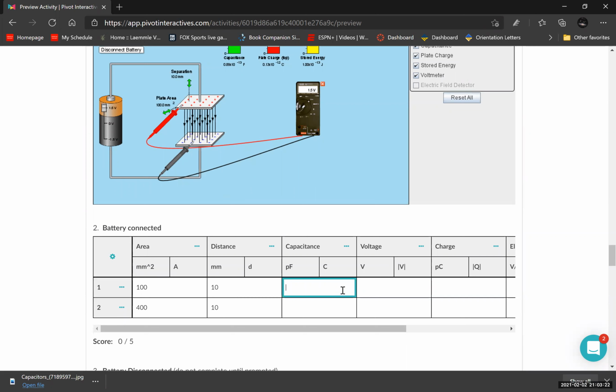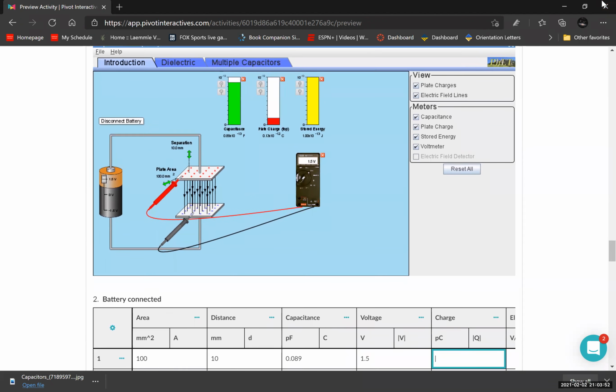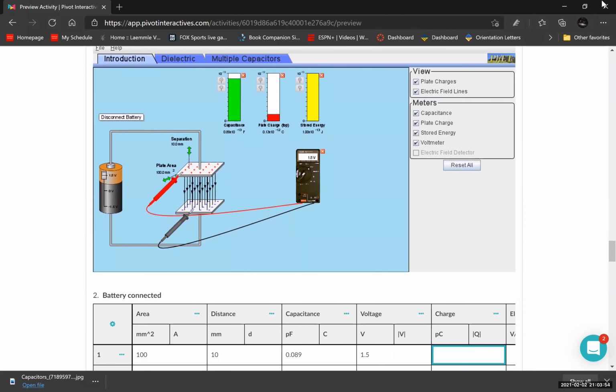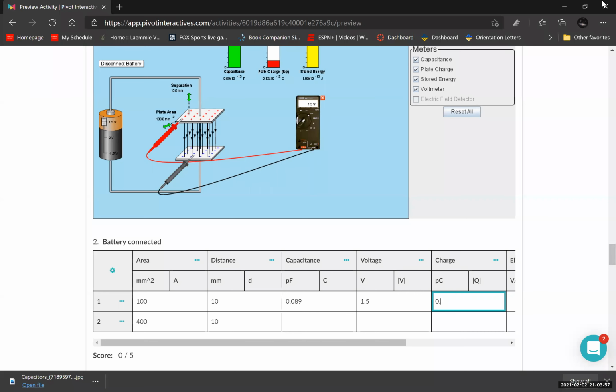So this will be 0.089 for the capacitance, because it's 10 to the negative 13. Pico is 10 to the negative 12. So because it's 0.89 times 10 to the negative 13, it becomes 0.089 times 10 to the negative 12, which is what pico is. Voltage is 1.5 volts. Now charge. What is charge? Again, that's the red bar over there, which is 0.13 times 10 to the negative 12. That means it's already in pico. So 0.13 pico.